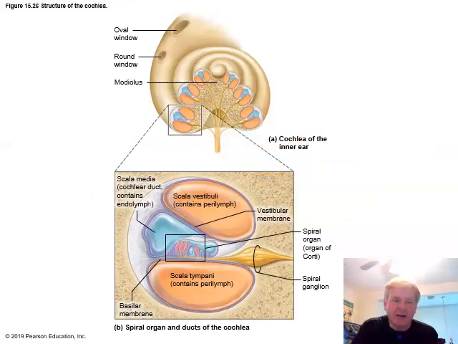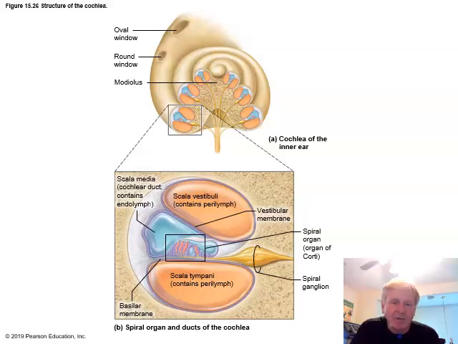So here's a diagram showing you your three chambers within the cochlea. This is basically unwound. So you can see the scala vestibuli contains perilymph, scala tympani contains perilymph, and then the scala media or cochlear duct contains endolymph. Endolymph is very similar to plasma. Okay, and you can see the hair cells within the spiral organ, also called the organ of Corti. And this is where your frequencies are registered.